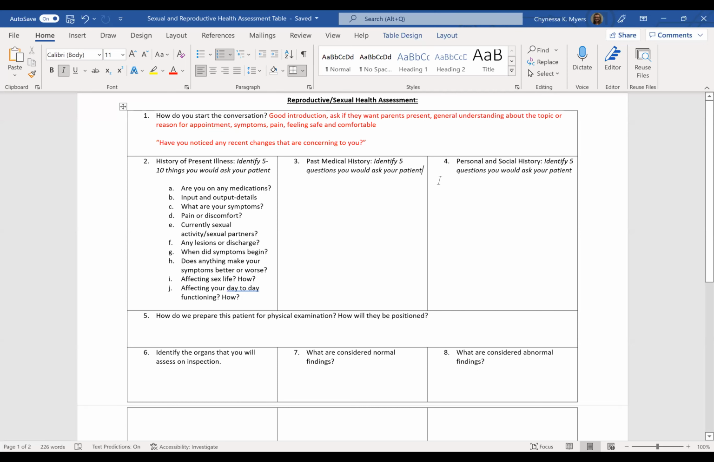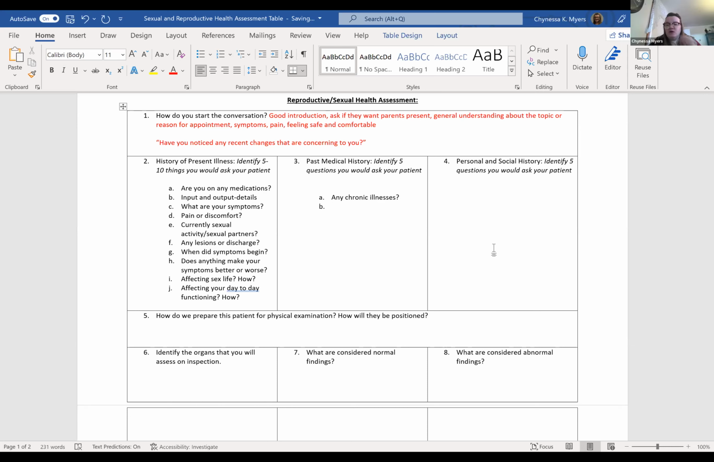Do they have any chronic illnesses? Yes. Have you had any of these symptoms before? History of STIs? Yeah, that's good. Pregnancy, family history of disease. Yep.